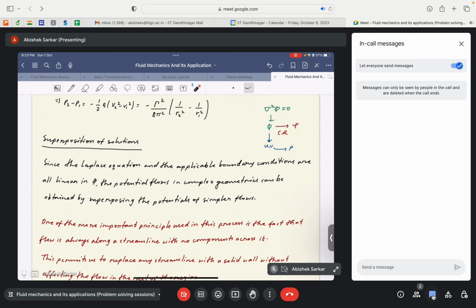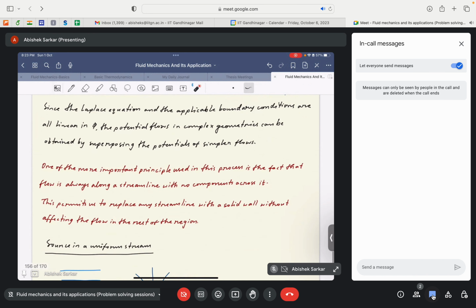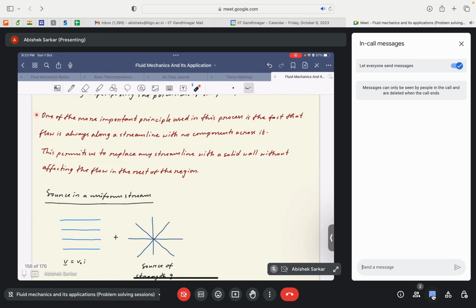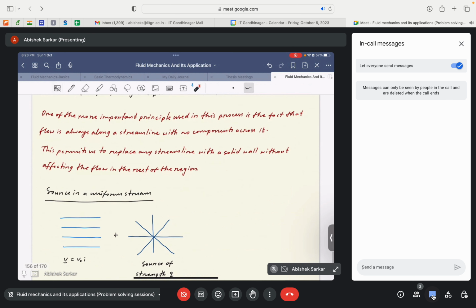Now here, since the Laplace equation and the applicable boundary conditions are linear in phi, the potential flows in complex geometries can be obtained by superposing the potential flows of simpler flows. Since the governing equation is linear, the superposition of the solutions can be implemented to determine the solution for complex geometries. Again, this is a very important corollary, so I will just read it once and hope that you get an idea of it. If you have any doubt, please go to the lecture. I guess it is very understandable, but it's important to know.